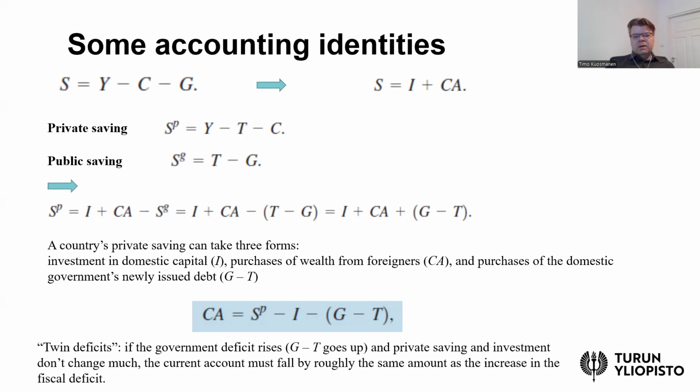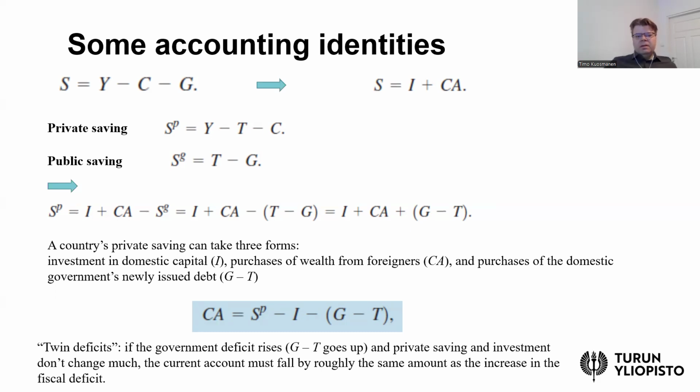So next we will break down this total savings S into two parts. We can think of S as a sum of private saving S^P and public saving S^G. These superscripts P and G refer to whether it's private saving or public saving. And we draw this distinction by introducing taxes T.